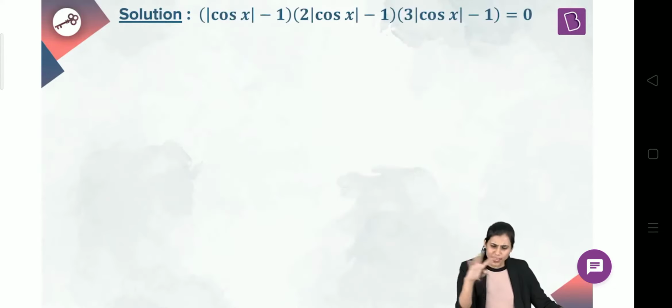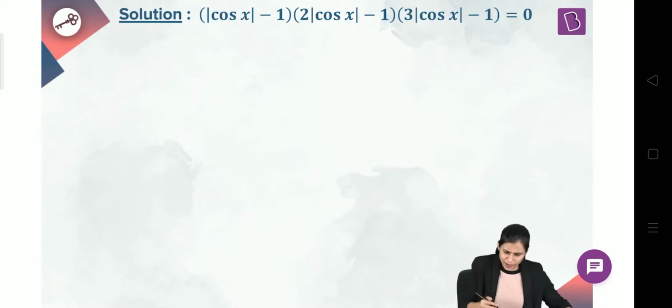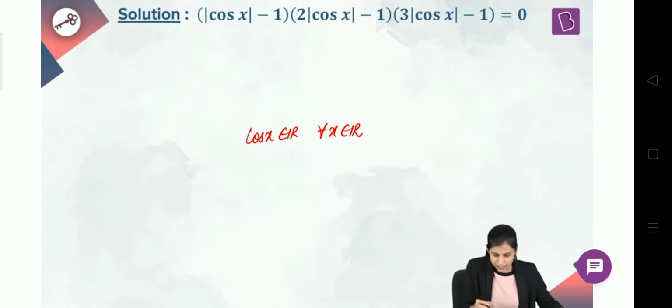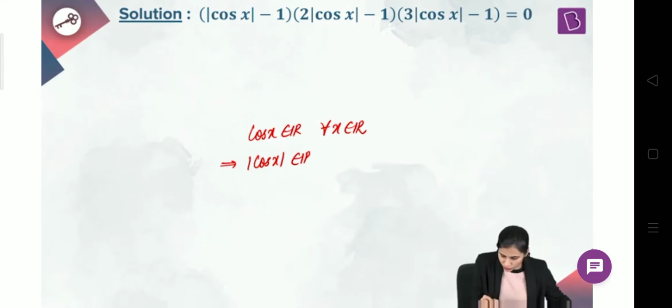So let's begin by carefully examining the given equation. Is there any scope of simplifying it further? Let's see. I can see a lot of mod cos x present here. I know as a matter of fact that cos x is real for every x real. Yes, this obviously means mod of cos x is also real for every x real.